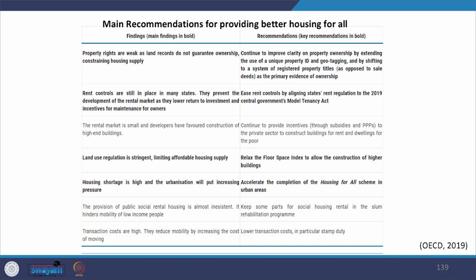The provision of public social rental housing is almost non-existent. It hinders mobility of low-income people. That's the observation we see in our market. So the suggestion made by the report is to keep some part of social rental housing in the slum rehabilitation program. Lastly, we see transaction costs are high in the market. They reduce mobility by increasing the cost of moving. So the suggestion made is to lower the transaction costs, in particular the stamp duty.